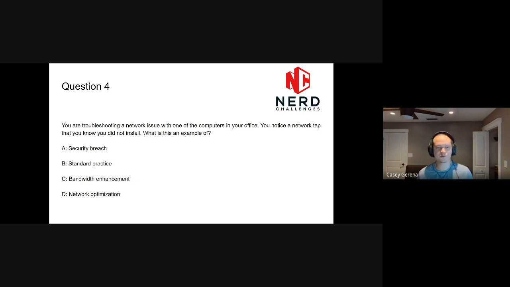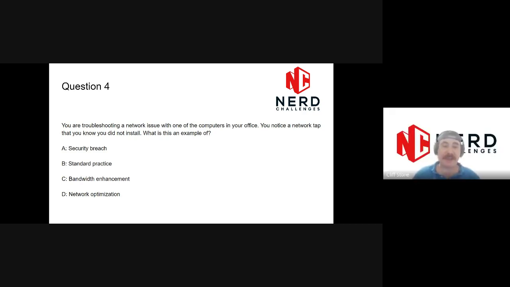Question four, you are troubleshooting a network issue with one of the computers in your office. You notice a network tap that you know you did not install. What is this an example of? Is it A, security breach, B, standard practice, C, bandwidth enhancement, or D, network optimization? Well, it just depends on the point of view, because if I'm the hacker, this is definitely a network optimization for me. But since I'm not, that's a security breach.